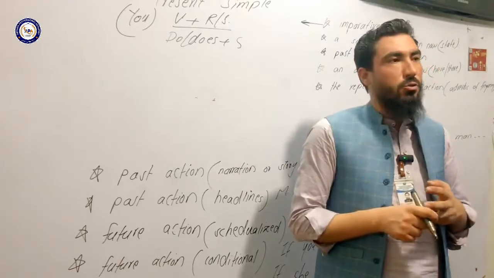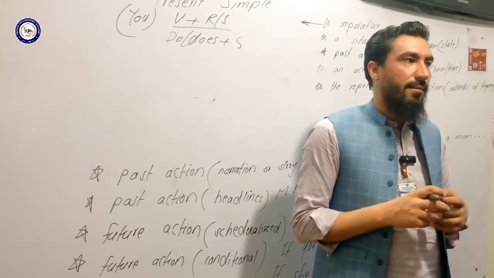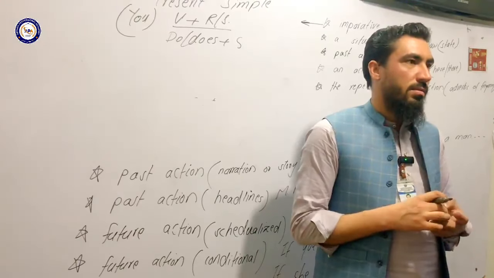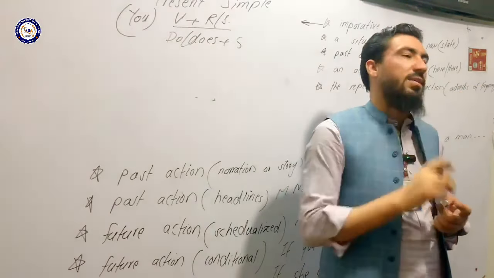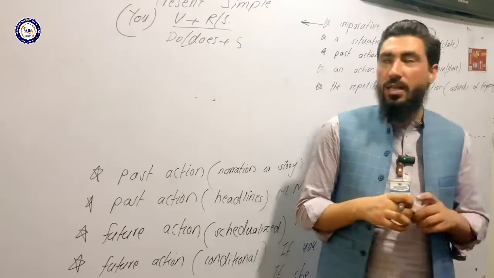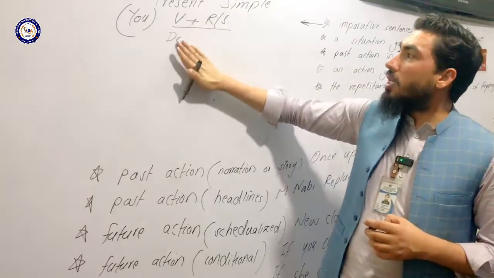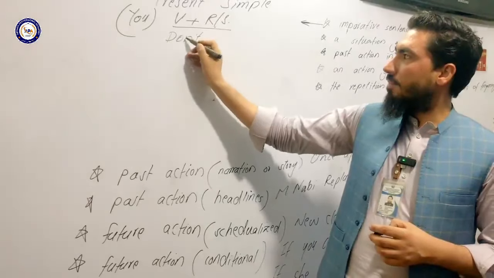Don't come here. Here we have only one subject, and that is you. We use do for it. Very good, definitely. In negative imperative sentences, we can use only don't.